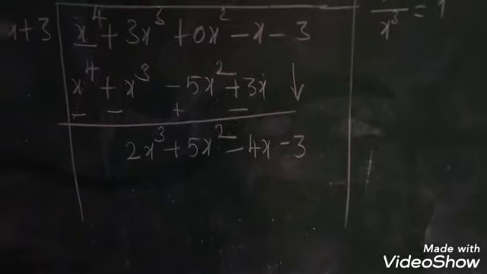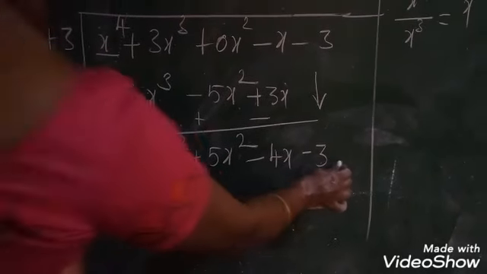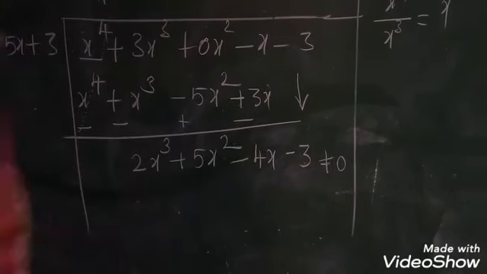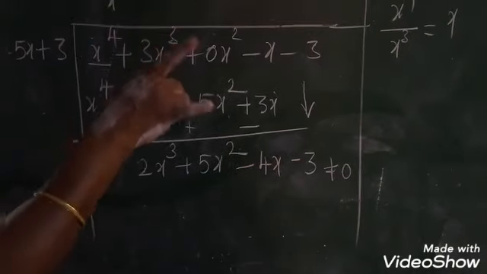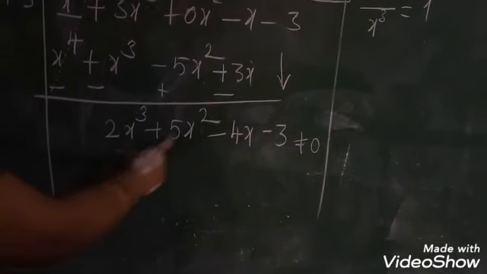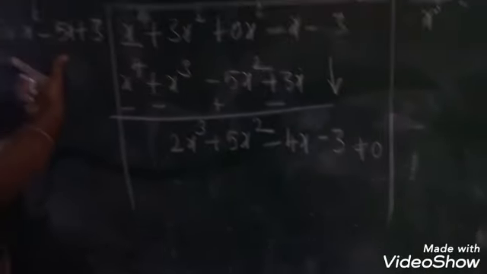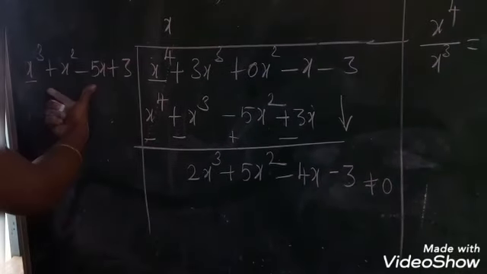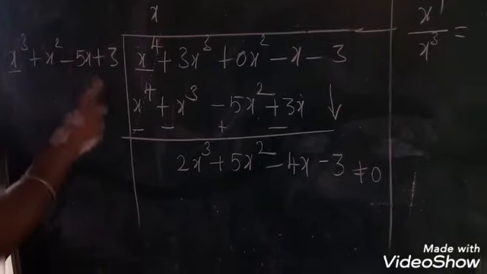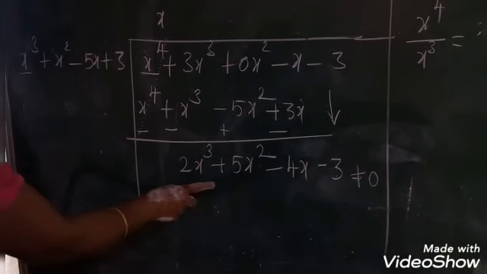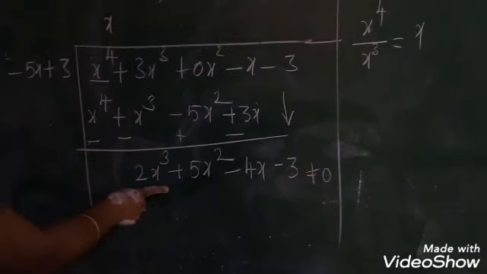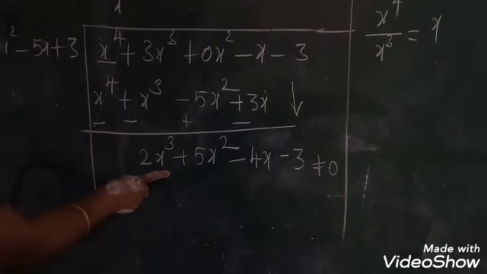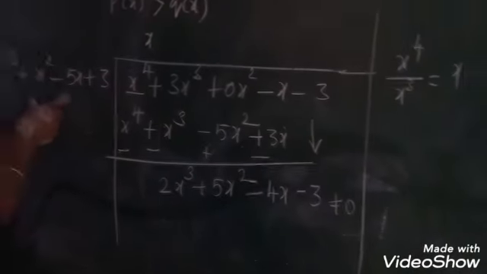Okay girls, the remainder is not equal to 0. If the remainder is 0, then the divisor is called the GCD. But here we cannot say that, because this number should become the divisor.